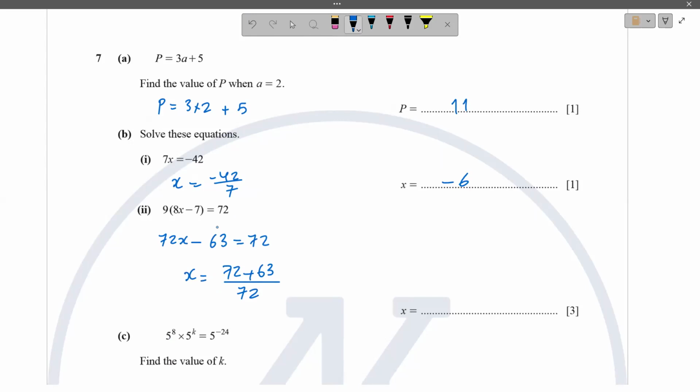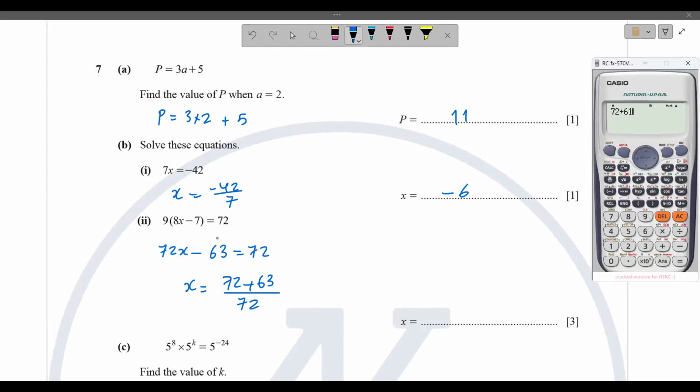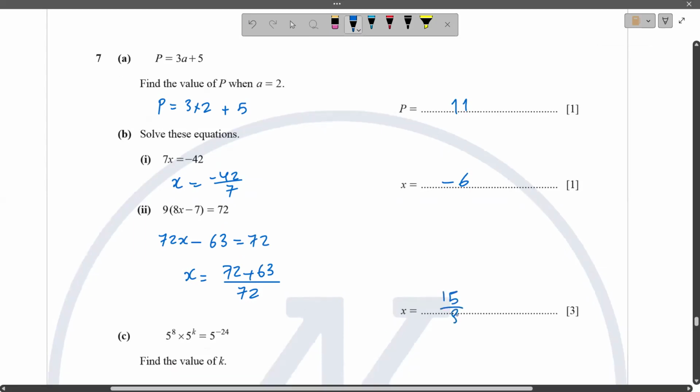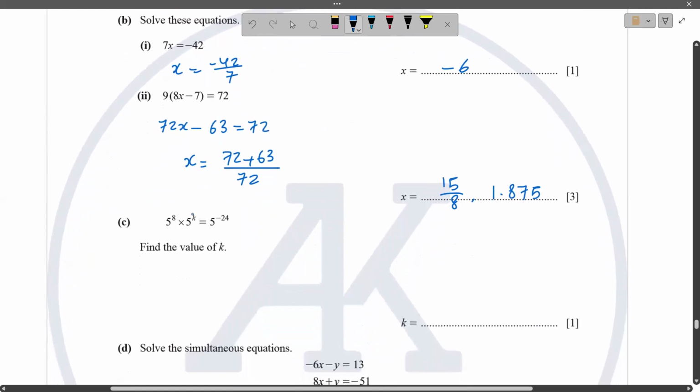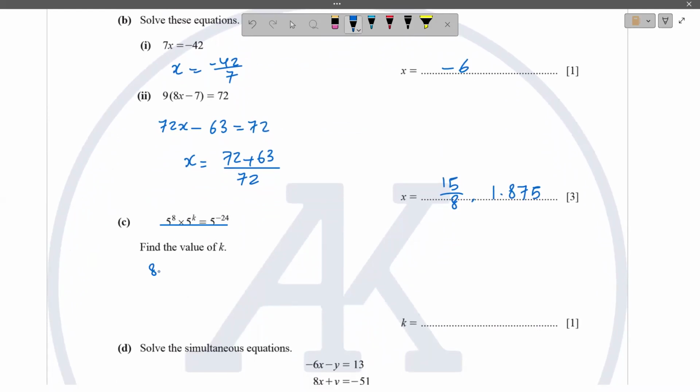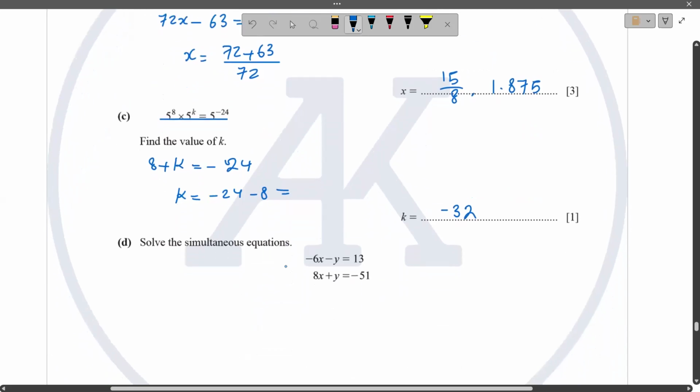X will be equal to 72 plus 63 over 72. Okay, 72 plus 63, which is equal to 15 over 8, or 1.875. The value of k, we have the same base, so equal powers, 8 plus k equals negative 24. So k is negative 24 minus 8, which is equal to negative 32.